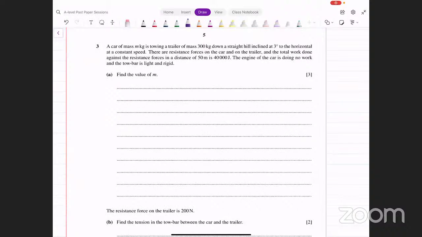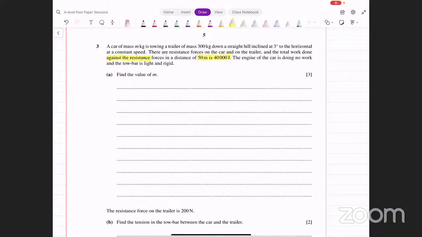अच्छा, a car of mass m kilograms is towing a trailer of mass 300 kilograms down a straight hill inclined at 3 degrees to the horizontal at a constant speed. There are resistance forces on the car and on the trailer, and the total work done against resistance forces in a distance of 50 meters is 40,000 joules. Again, they're talking about work done against resistance.